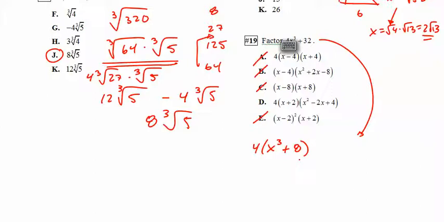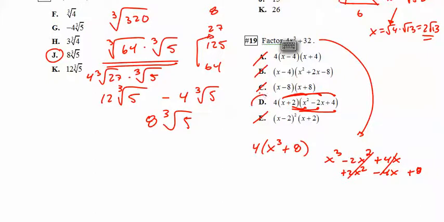Let's check. So let's distribute this out with the x first. X to the third minus 2x squared plus 4x, and the bottom one plus 2x squared minus 4x plus 8. Yep, that's the one. D is correct.